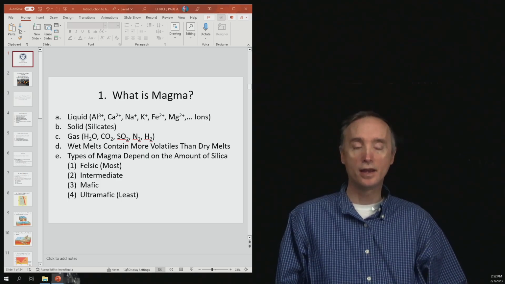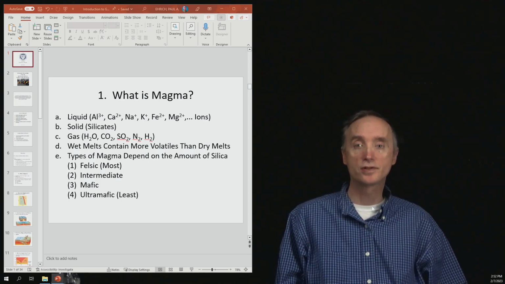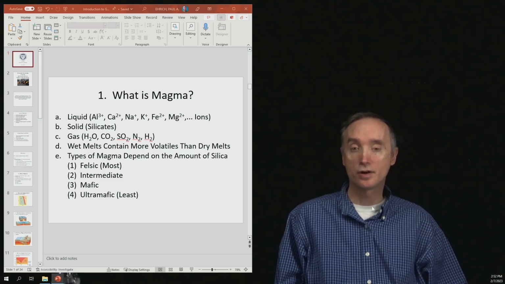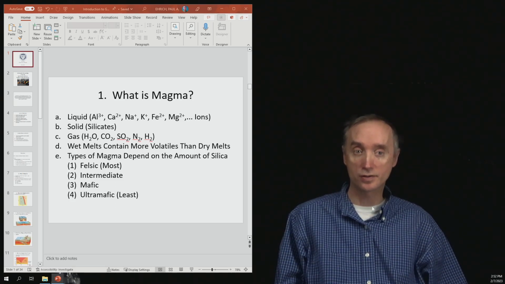Okay, welcome back, and we're going to start off our discussion of igneous rocks and igneous features by talking about where the igneous rocks come from, and that is going to be a magma. So that's going to be this molten material that is inside the earth, and then when it comes up to the surface, it's going to be lava.